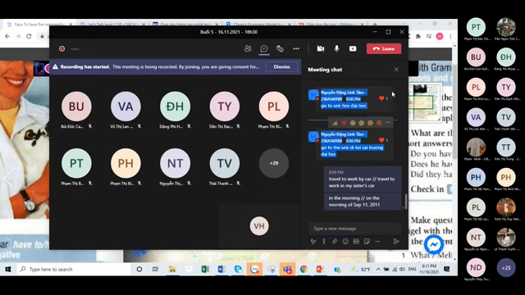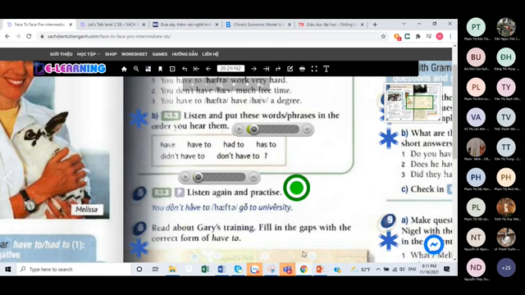Very simple. So pay attention to the change in the structure. Okay? And now let's continue and write down the sentence. Number 2. Continue.